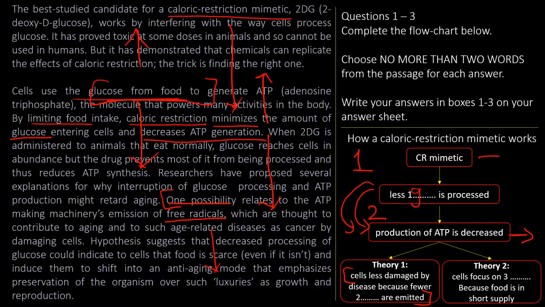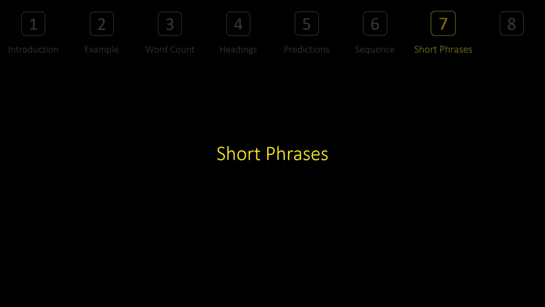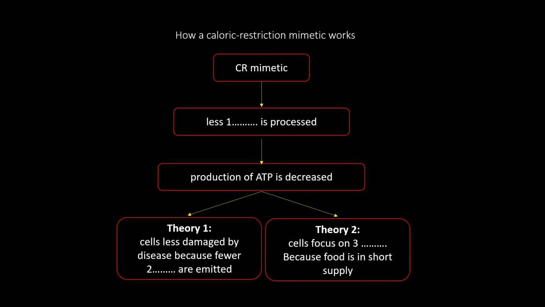All right, good. Now the next one is called short phrases. This is not a tip actually, this is something that you should be cautious about. If you look at the sentences, actually these are not even complete sentences, these are phrases. This is not a full sentence: "less is produced," something less is produced. So it's a very short phrase. You cannot expect a full sentence in a flowchart.